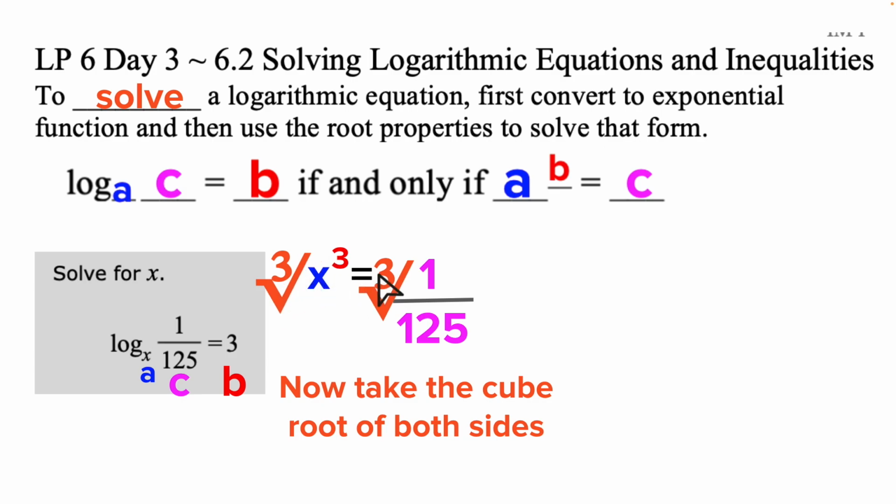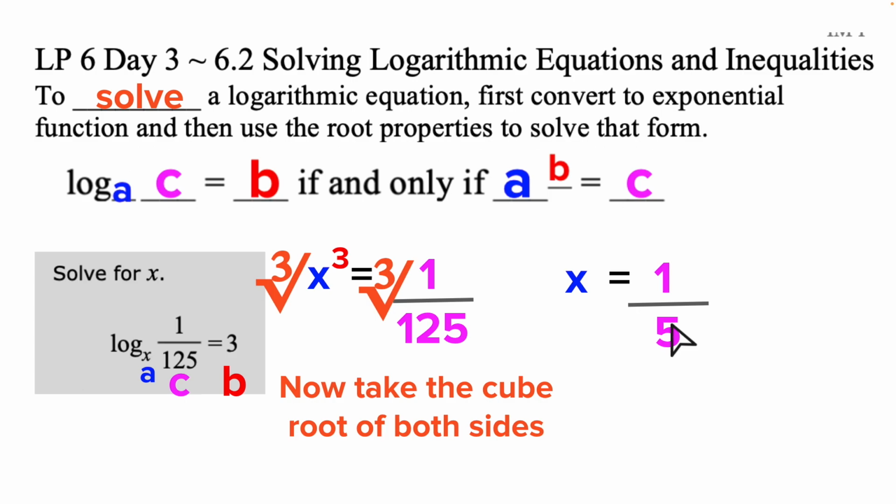And then for 1/125, well, the cube root of 1 is 1, because I can go 1 times 1 times 1. I can keep going if I want, but the cube root of 1 would just be 1, because I can multiply it by itself as many times as I want. And with 125, well, it's 5 times 5 times 5. So it would just be 5, because 5 is what I multiplied by itself 3 times to get 125.